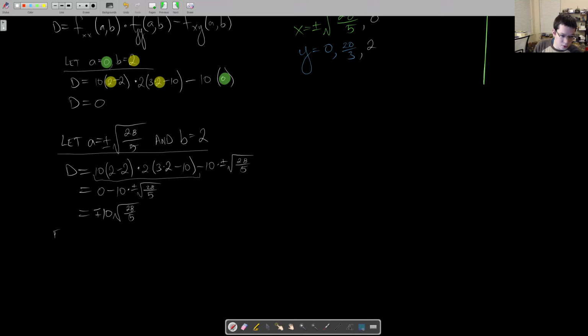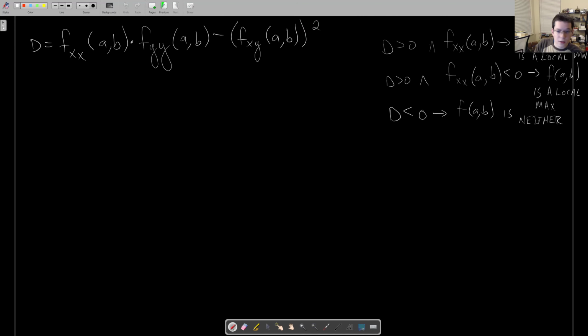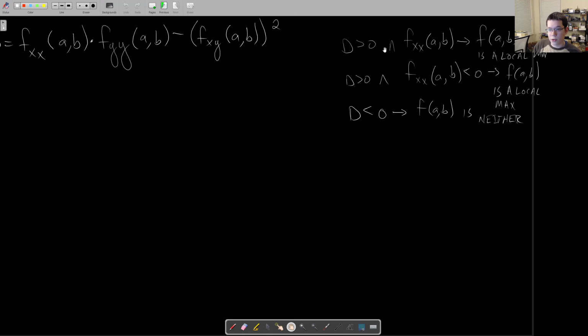So for x equal to the positive square root of 28 over 5, we have d is less than 0. For x equal to the negative square root of 28 over 5, we have d greater than 0. So we go back to our criteria. Greater than 0, local min.